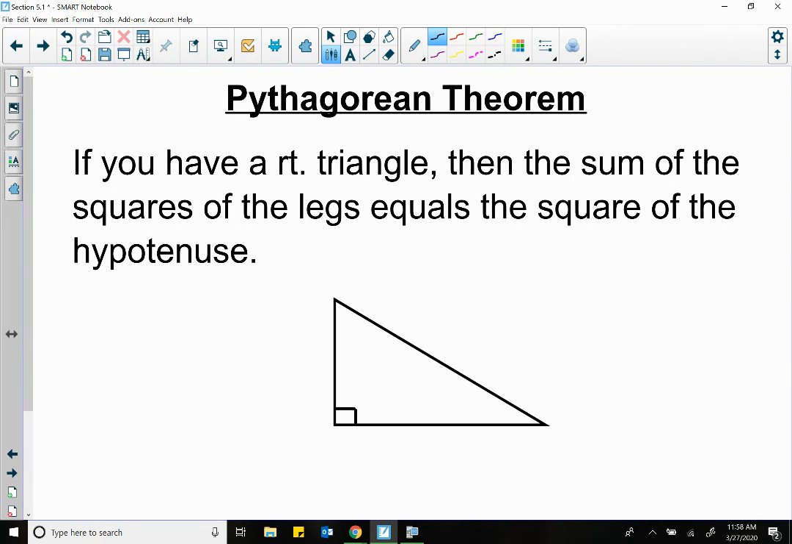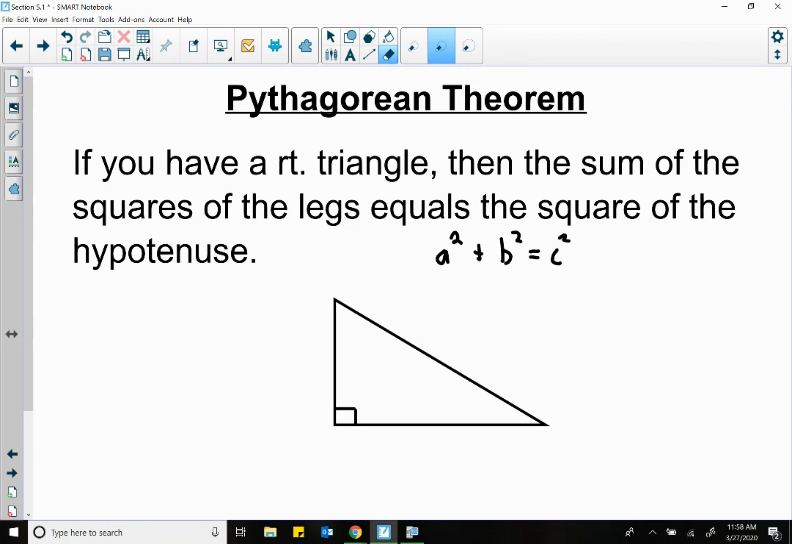So the Pythagorean theorem states that if you have a right triangle, then the sum of the squares of the legs equals the square of the hypotenuse. Or as many of you would tell me, Mr. Armstrong, the Pythagorean theorem is a squared plus b squared equals c squared. And I will be like, you're absolutely correct.